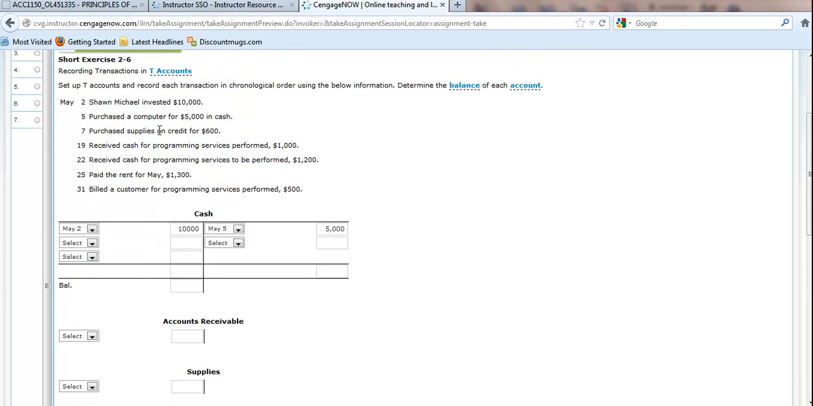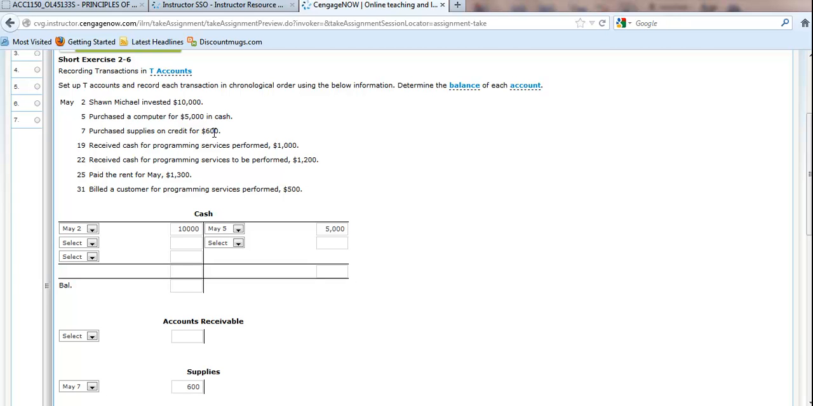On May 7th, I purchased supplies on credit. So similar to the 5th, only I'm buying supplies and I'm not paying cash. So the first thing I'm going to do is I purchase supplies. So I now have more supplies, so my supplies account should increase. And since supplies is an asset, it's going to increase with a debit. So down here for my supplies T account, on May 7th, I'm going to debit supplies in the amount of $600. And then I ask myself, how did I pay for those supplies?